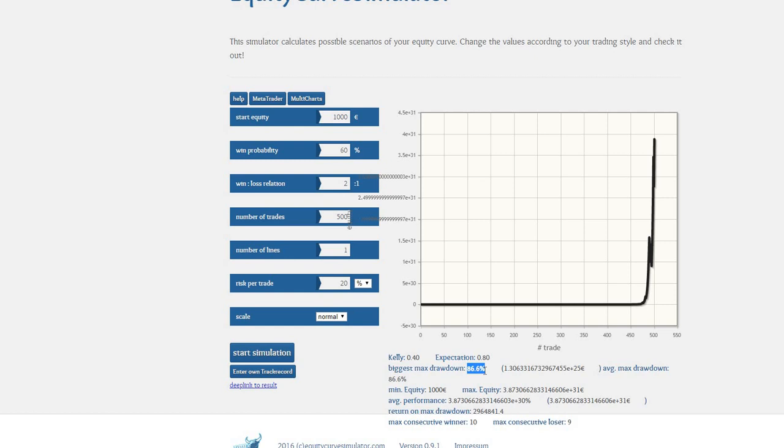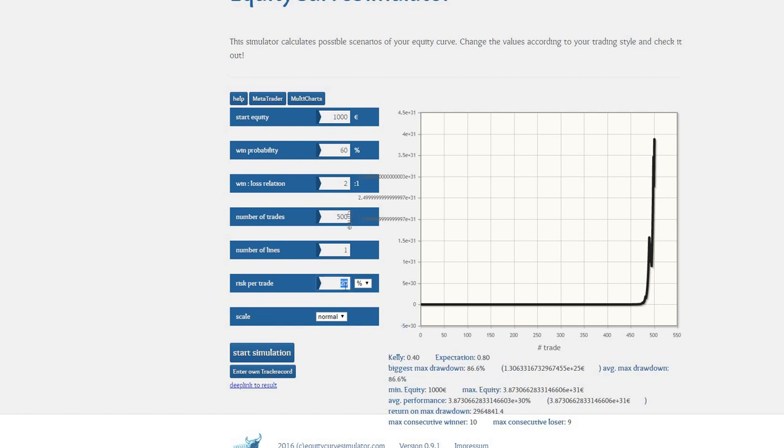86% of your account gone. So even though the price still kept going up, can you handle an 86% drawdown? 86% of your account gone. Statistically, through this simulation, 86% of your account is likely to be gone in a given time.